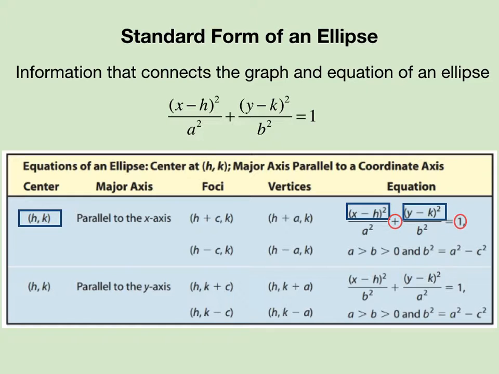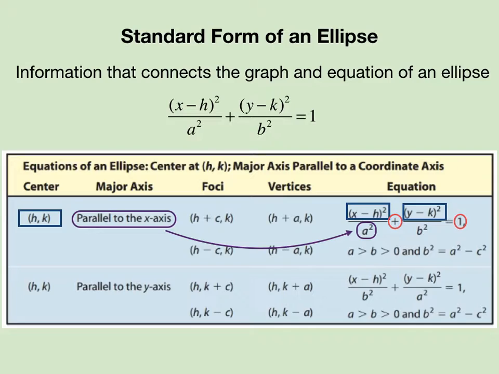An ellipse will be an elongated circle. You can think of it like that, and it will either be parallel to the x-axis or the y-axis. It'll be parallel to the x-axis if the number under the x squared term is bigger than the number under the y squared term. That's how you know it's parallel to the x-axis.